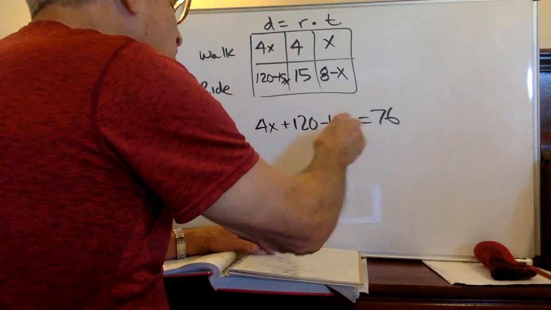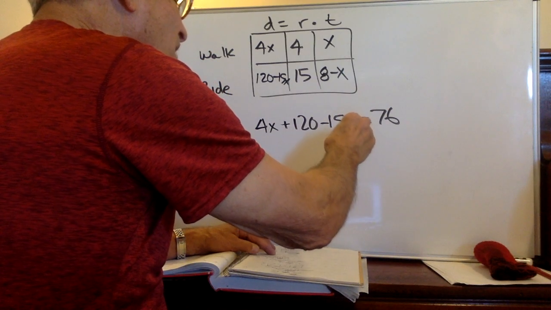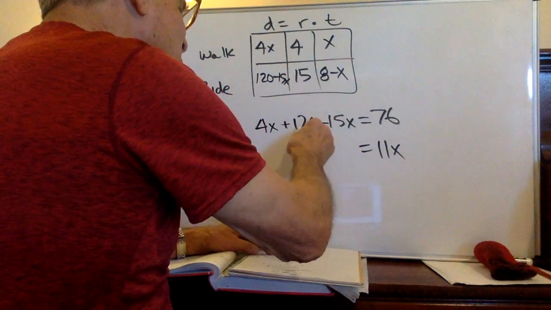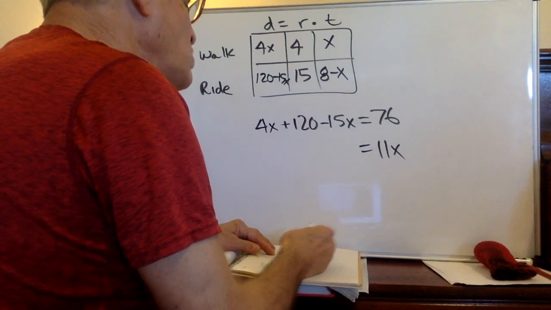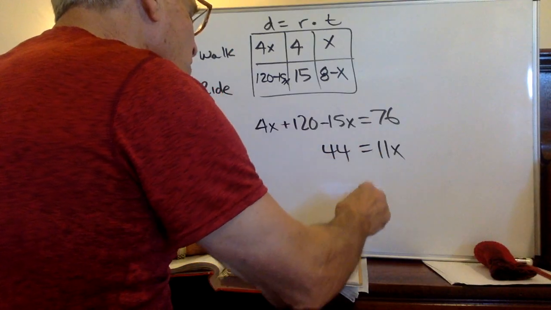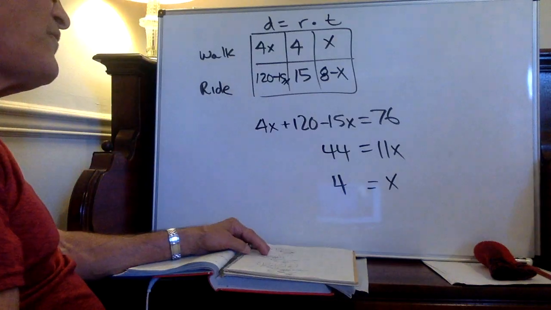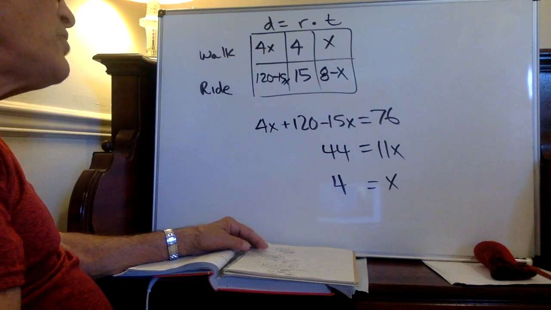So 4 minus 15 is negative 11. Add the negative 11x. Subtract 76 from 120. You get 44. Divide by 11. X is equal to 4. He walked for 4 hours and he rode for 4 hours.